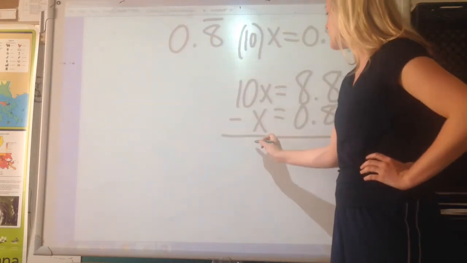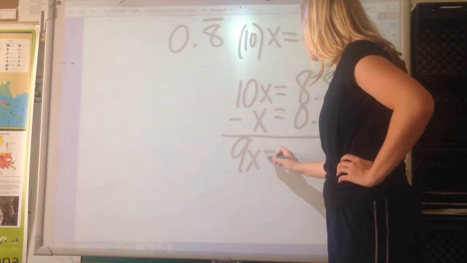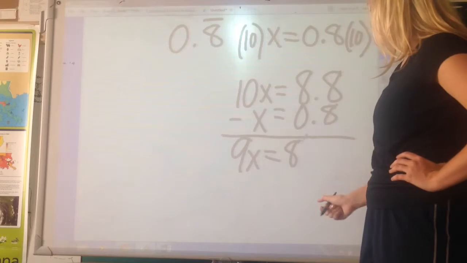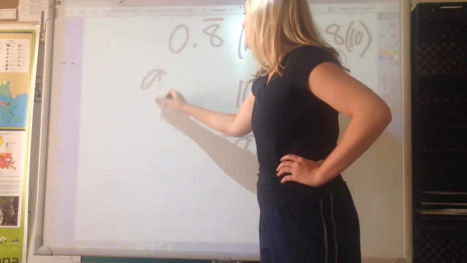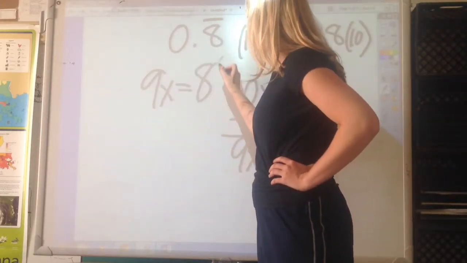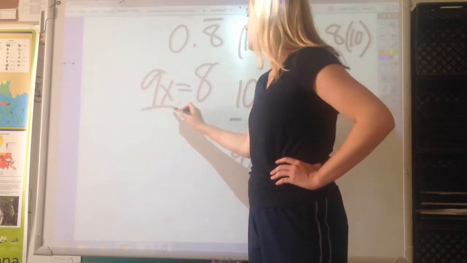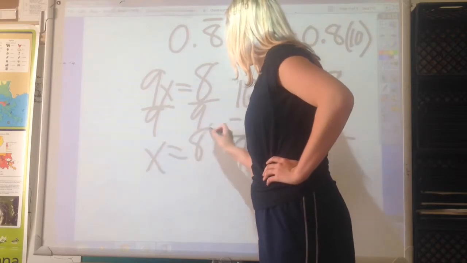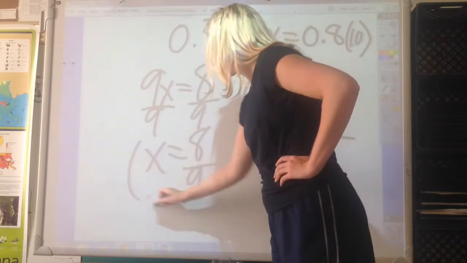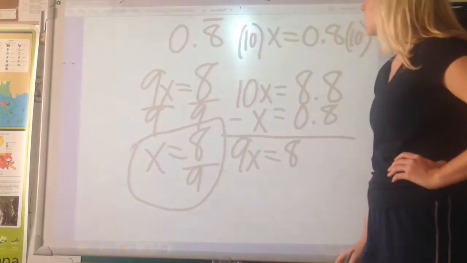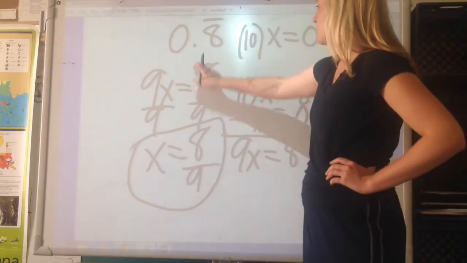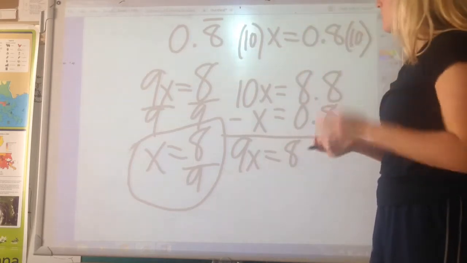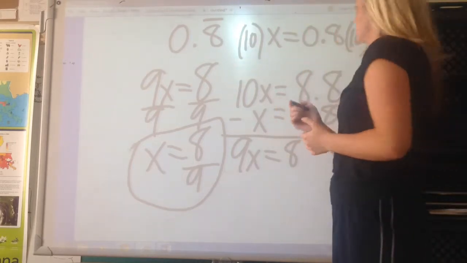So if I subtract down, 10x minus x equals 9x. 8 minus 0 is 8. 8 minus 8 is 0. So I'm left with 9x equals 8. And all I have to do now is solve for x. Divide by 9 on both sides. x equals 8 ninths. So that is my fraction for the repeating decimal, 0.88888. And that's the process we're going to go through every single time on repeating decimals.